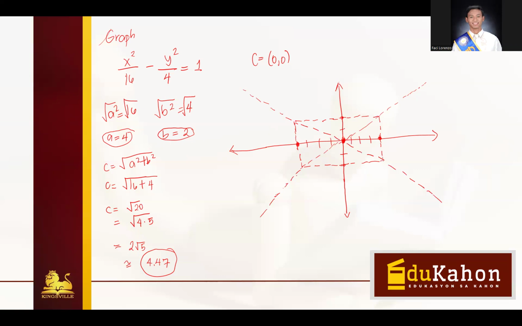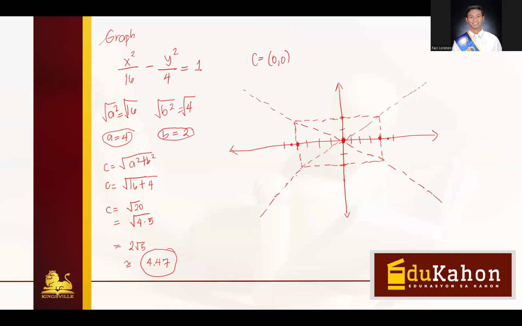So the value of your foci is 4 units, or 4.47 units, away from the center of your hyperbola, which is 0, 0. Since this is positive 4 and this is negative 4, we know that 4.47 is near 4.5. So we try to locate your focus here. And also, from negative 5, this is your focus.